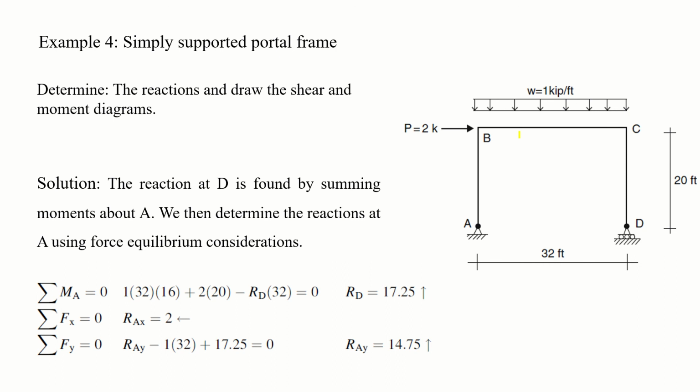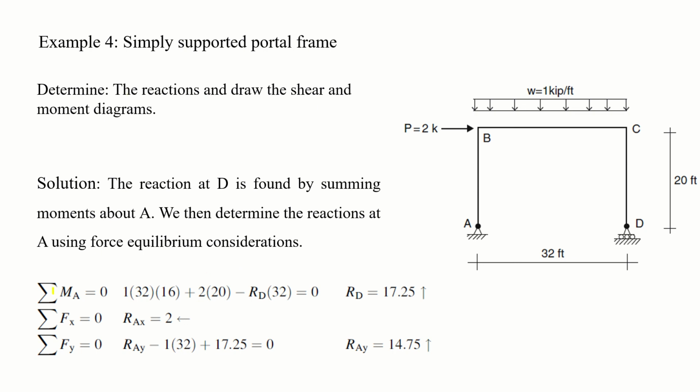Going to example number 4, a simply supported portal frame. This frame is different from the previous one because the previous frame had only one column and one beam. However, in this case we have two columns and one beam, so this is called a portal frame. Again, the same requirement, the same procedure.